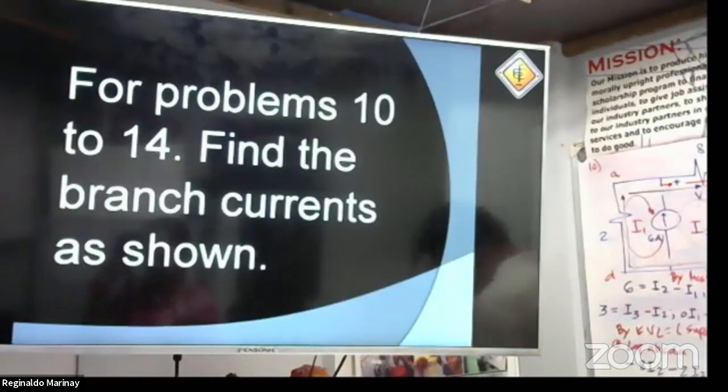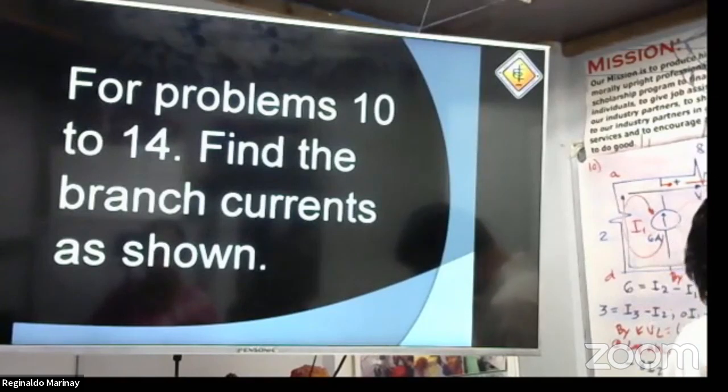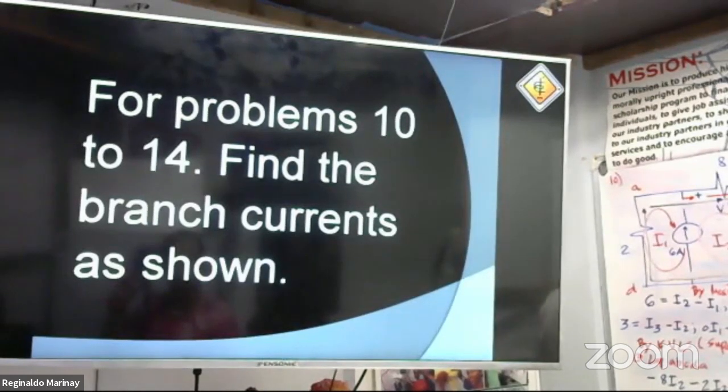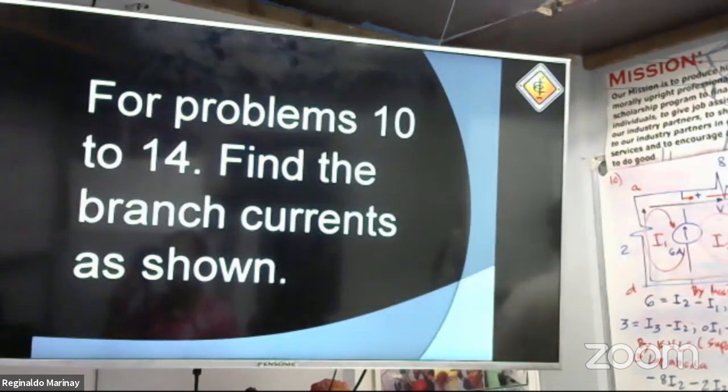No question. I will solve the last and the hardest problem, because this will take around 2 hours to solve. So, this is the hardest problem. I will draw our circuit. This is from problems 10 to 14.